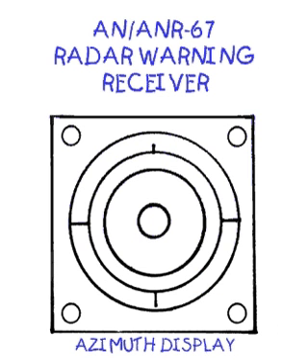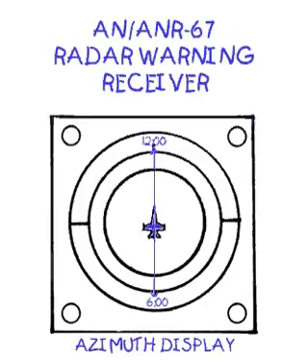The azimuth display provides a top-down view of the space around your Hornet in 360 degrees. The center of the display represents your aircraft. Anything appearing on the display at 12 o'clock would be directly in front of you. Contacts at the 6 o'clock would be directly behind you.